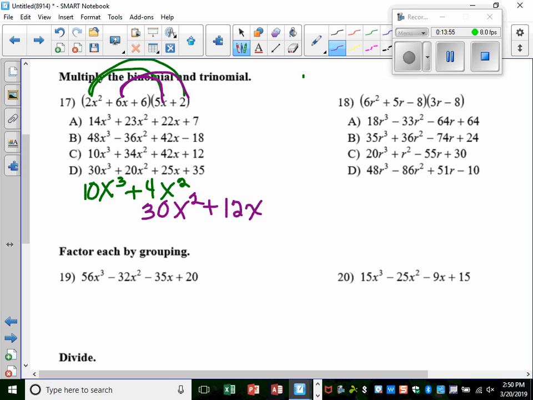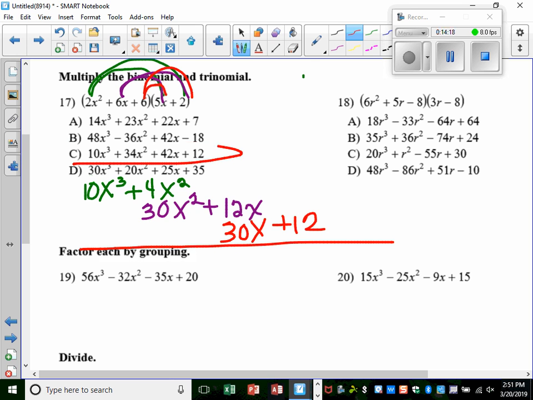Now I'm going to take the 6 and do the exact same thing. 6 times 5x is what? 30x. And see where I'm putting the 30x? Under the 12x. And then 6 times 2 is what? 12. And see how I already got everything aligned. Okay, and obviously it comes out to this answer right here: 10x to the third plus 34x squared plus 42x plus 12.